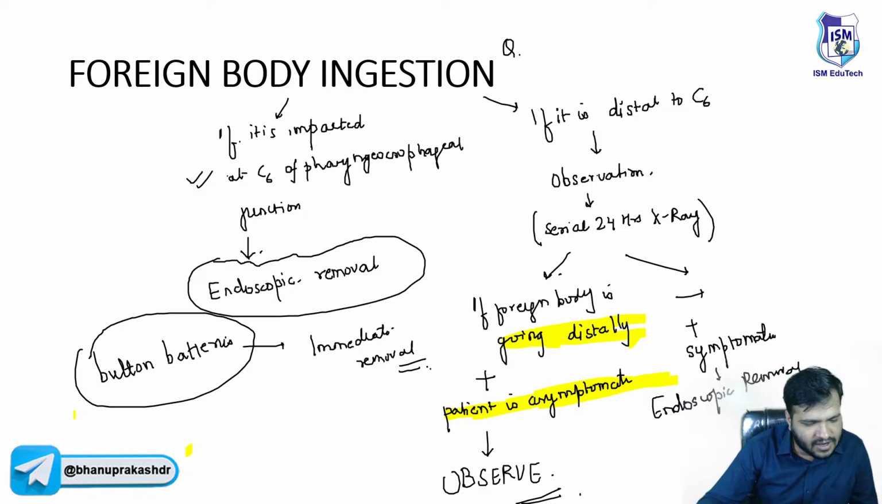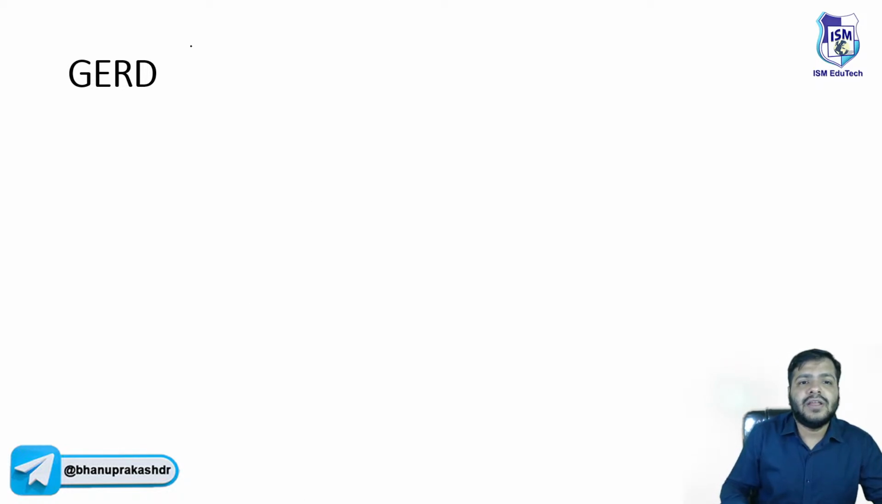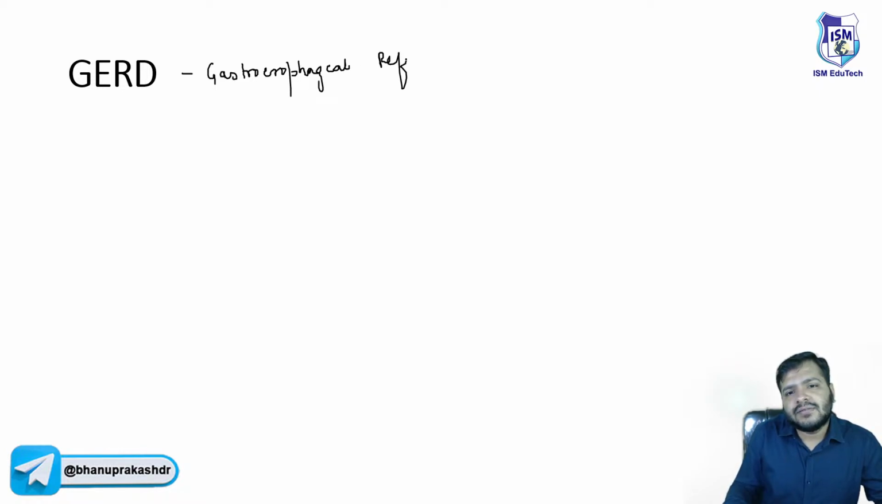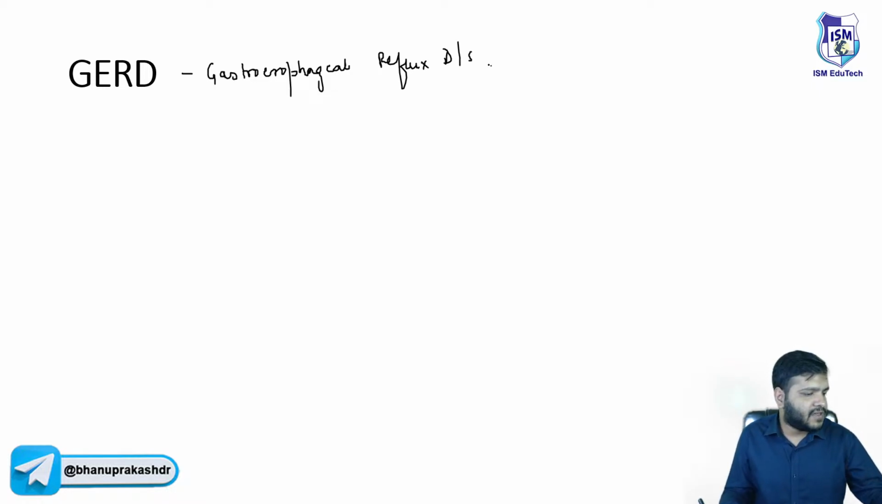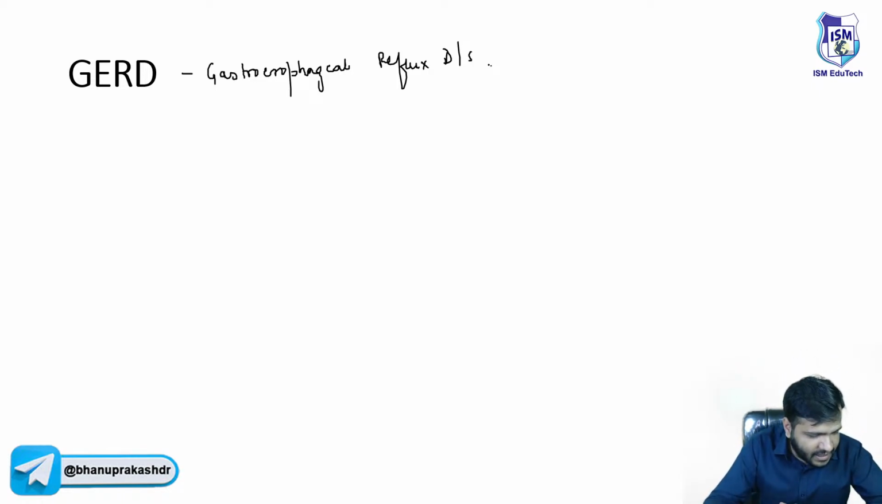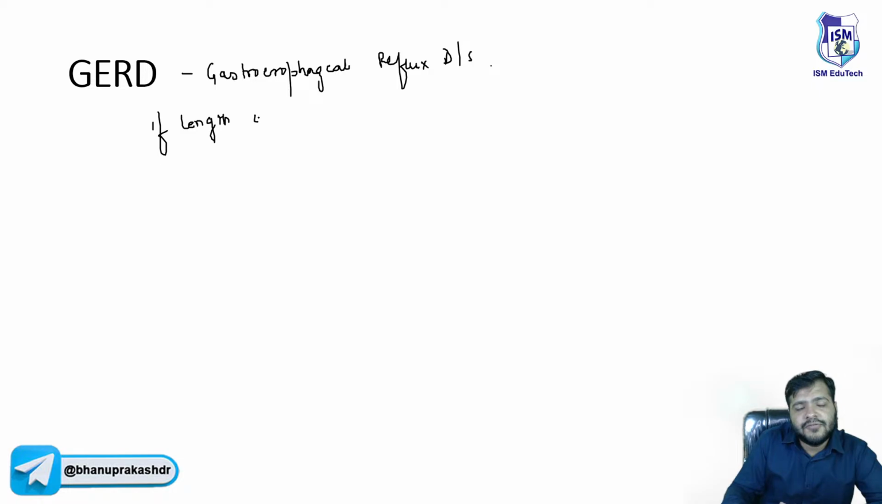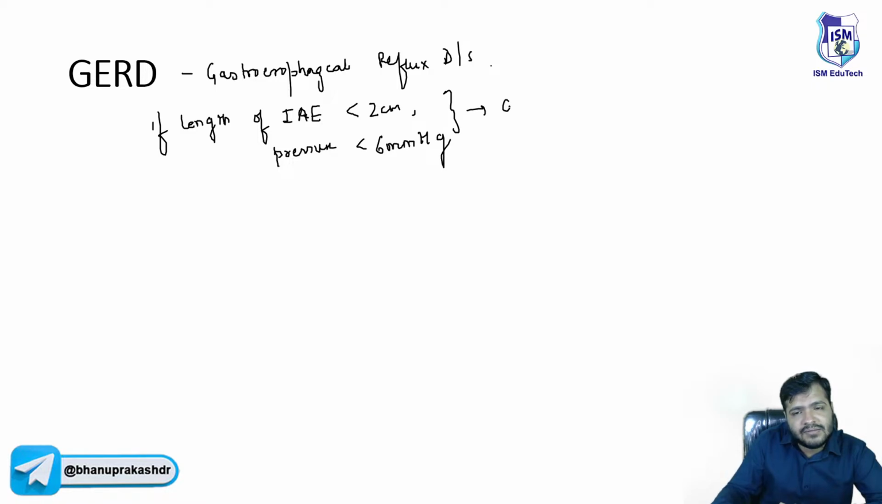That was about the foreign body ingestion that you have to remember. Apart from that, if we talk about GERD, gastroesophageal reflux disease. Can anyone tell me when gastroesophageal reflux disease occurs? What is the length of the intra-abdominal esophagus? If the length of the intra-abdominal esophagus, IAE, is less than 2 centimeter and the pressure is less than 6 mm of Hg, then we say it is GERD.